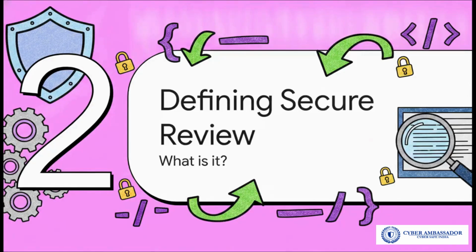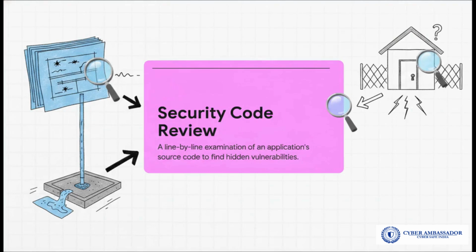Section 2, Defining Secure Code Review. Let's pivot from these terrifying risks and look at the actual solution. Secure code review. It's exactly what it sounds like, but highly specialized. It's a line-by-line examination of an application's raw source code designed to find hidden vulnerabilities that are completely invisible during standard execution. What I really love about this concept is just how proactive it is.